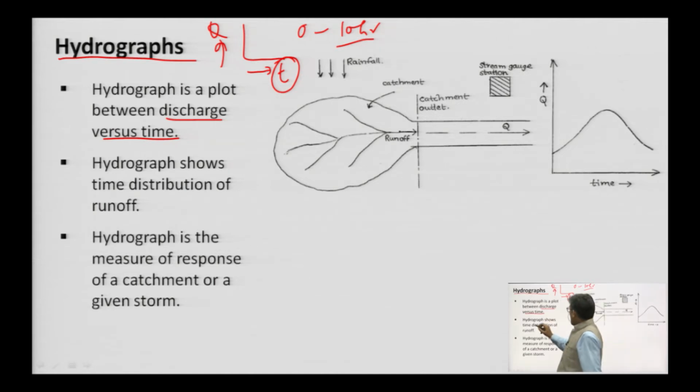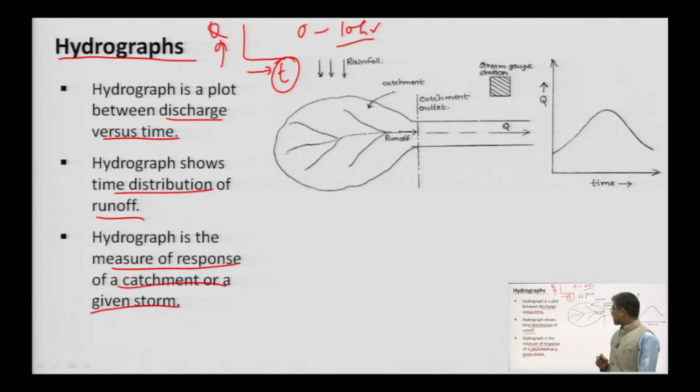So hydrographs show the time distribution of runoff. A hydrograph is the measure of the response of a catchment to a given storm. The immediate response has to be studied. So this is the difference between the flow duration curve and hydrographs.